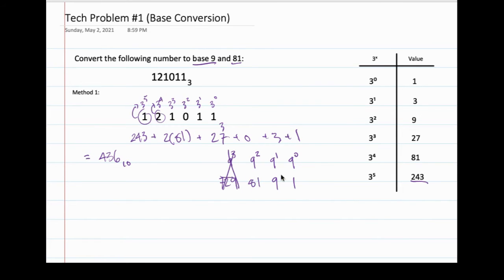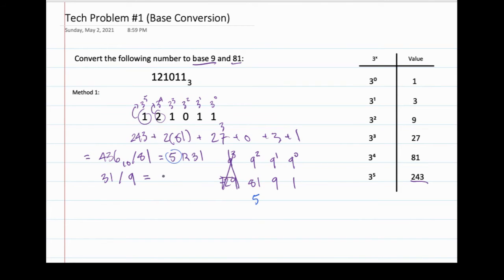We want to know how many times each number fits into 436, so we can start by dividing 436 by 81, and this will give us 5 with a remainder of 31. So we'll take this 5 and write it down here, and then we take the 31, move it over here, and divide it by the next number, 9.